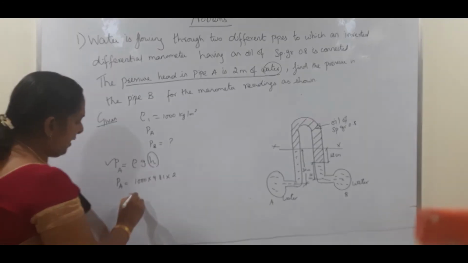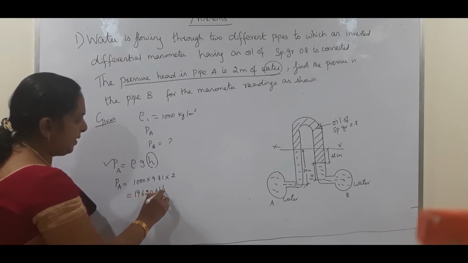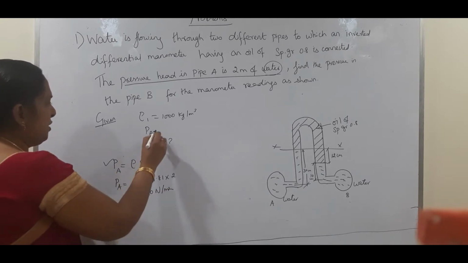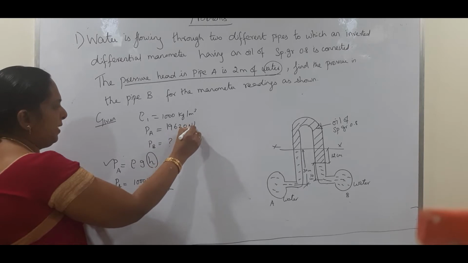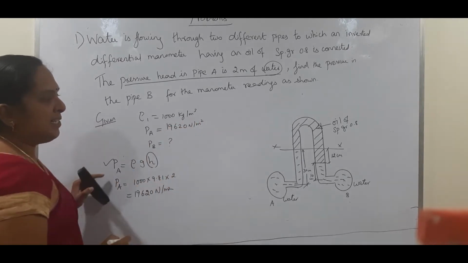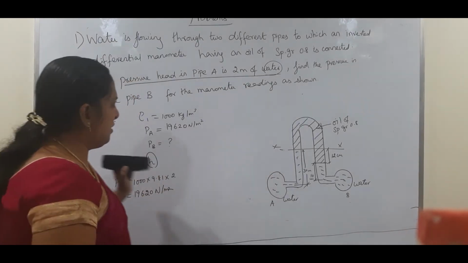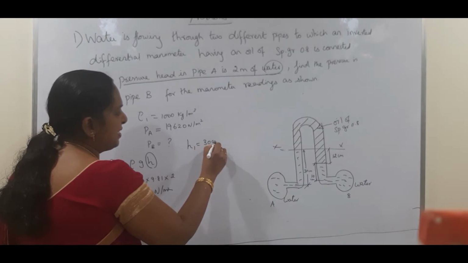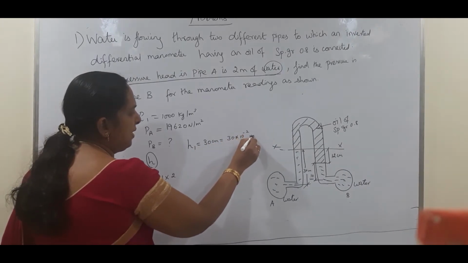It is 19,620 Newton per meter square. Am I right? So this is the pressure at A. So pressure at A is known, it is 19,620 Newton per meter square. Now what else we have to find out? We know H1, that is the height of the pressure liquid in the left limb. So H1 equal to 30 centimeters. Please convert into meters. It is 30 into 10 to the power of minus 2 meters.